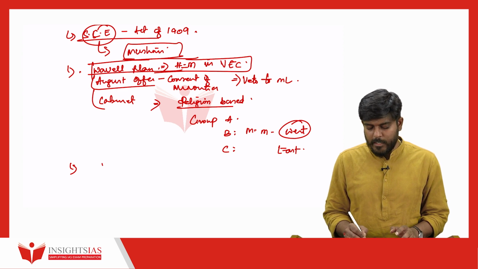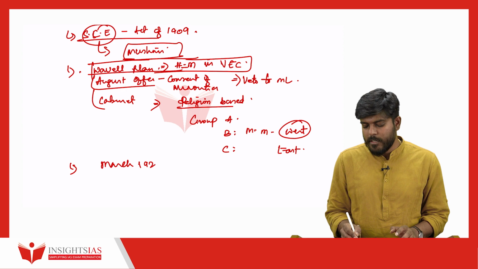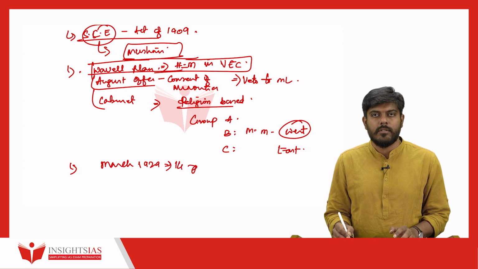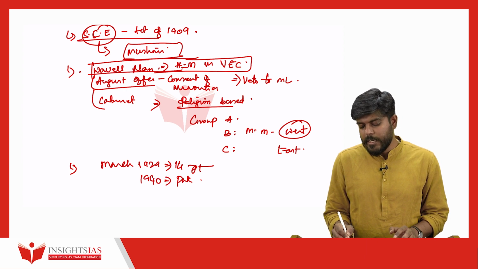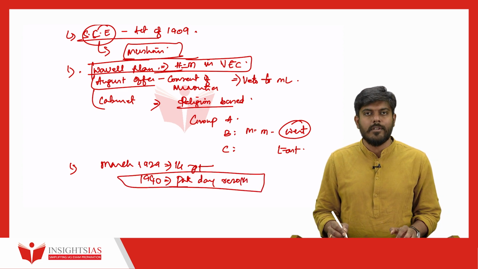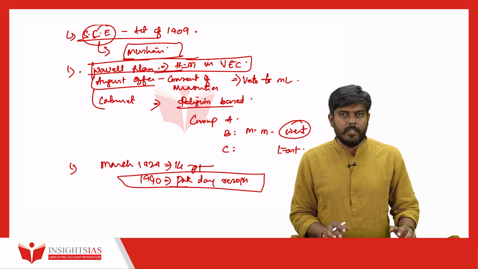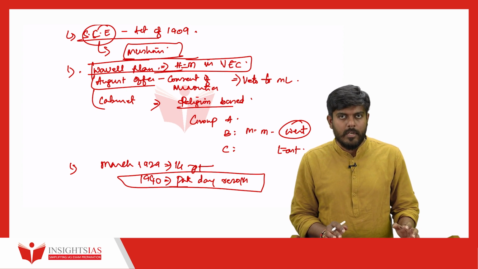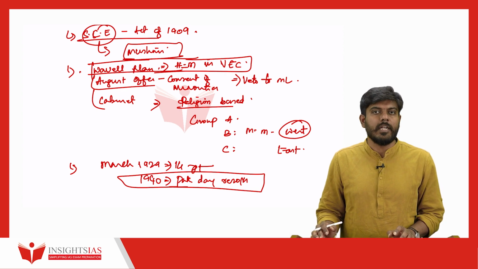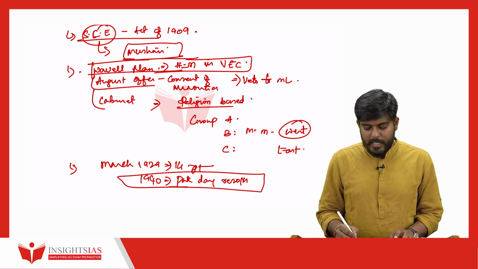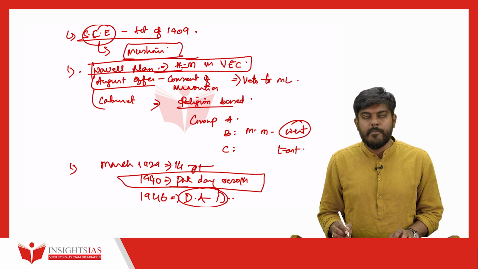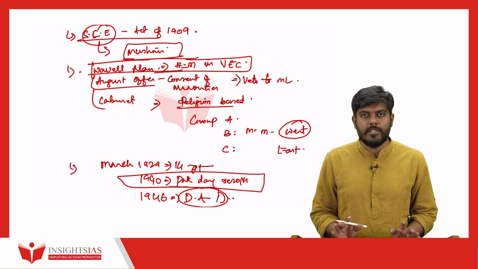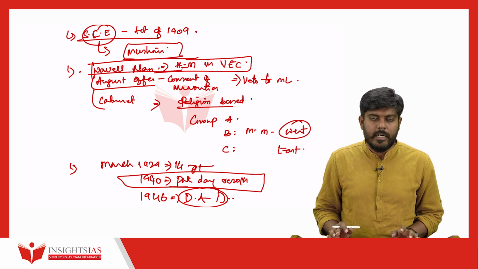the communal politics of Jinnah, like in March 1929, he demanded 14 points, and later in 1940, they passed the Pakistan Day resolution. Due to the frustration they suffered because of the dismal performance in the provincial elections of 1937. So, and later 1946, call for Direct Action Day by Jinnah. So all these things eventually led to the partition of this country.